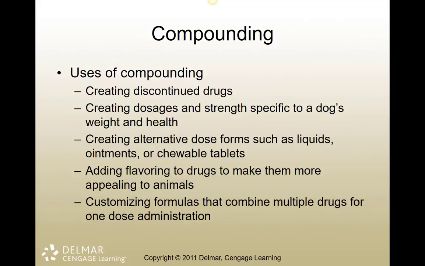Add flavoring, so there's a lot of things that cats don't like that we can actually flavor up and make them tuna flavored. It becomes a lot more appealing, a lot easier to give it to that animal. And then custom formulations, where we're actually combining multiple drugs to make it easier to give in one administration.